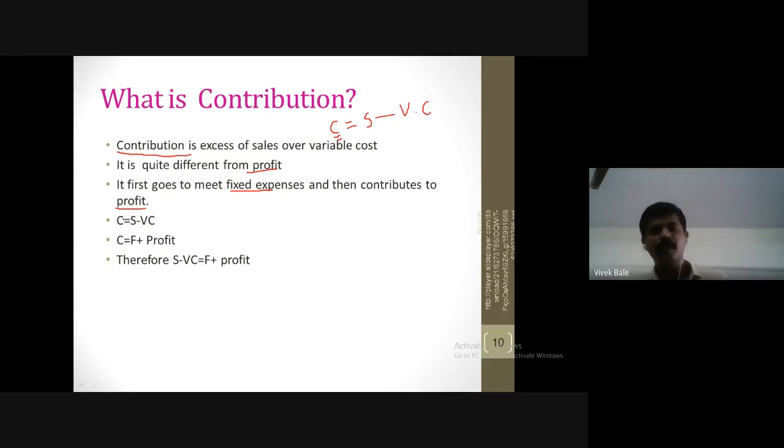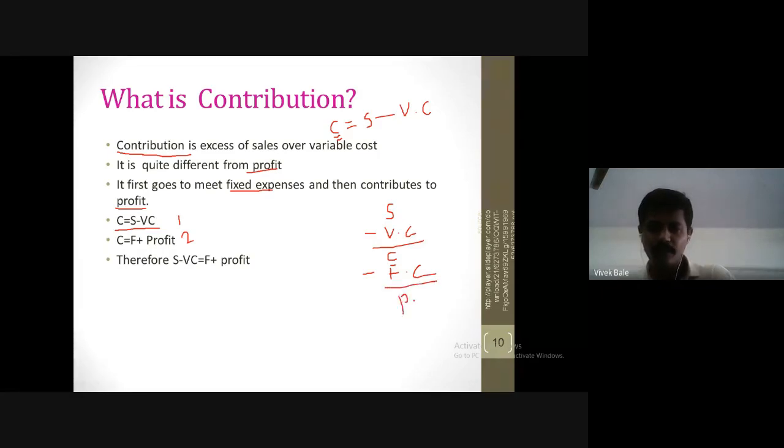And therefore, here the formula for contribution is already given. Contribution is equal to sales minus variable cost. And here there is one more formula, that contribution is equal to fixed cost plus profit. Now these are formula number 1 and formula number 2. Now how can these two formulas be understood? You know very well, sales minus variable cost is equal to contribution, and contribution minus fixed cost is equal to profit.